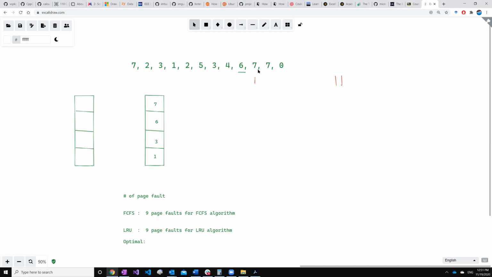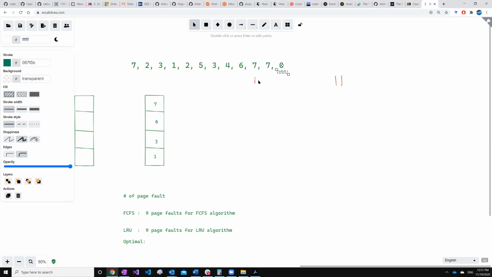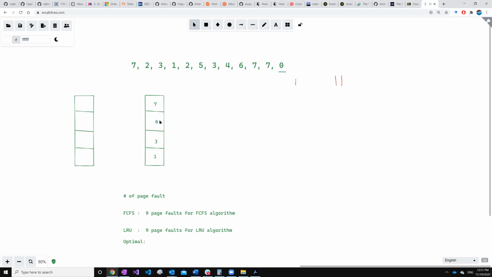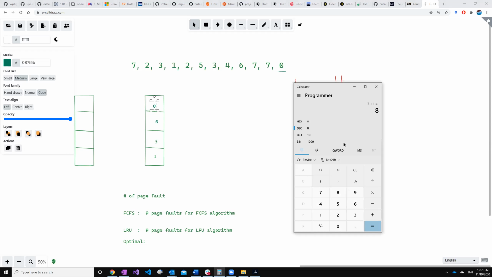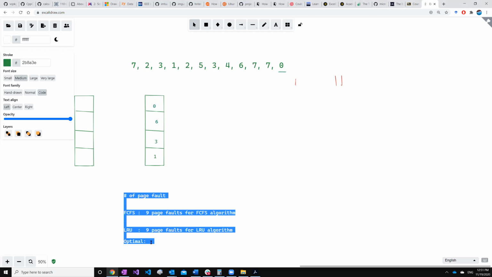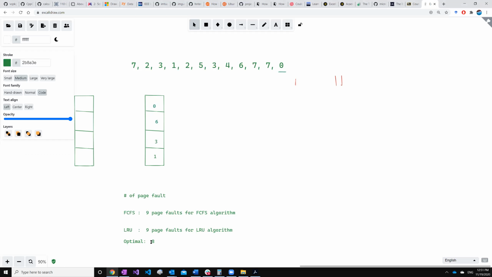Then about the 7, it is inside the memory. And about the 0, which one do you want to unload? Pretty much this time you can say, maybe I will just unload the 7 and place 0 here. Don't forget to increase the counter by 1. So the answer to this question will be 8 page faults for the optimal algorithm. That will be the answer: 8 page faults for the optimal algorithm.